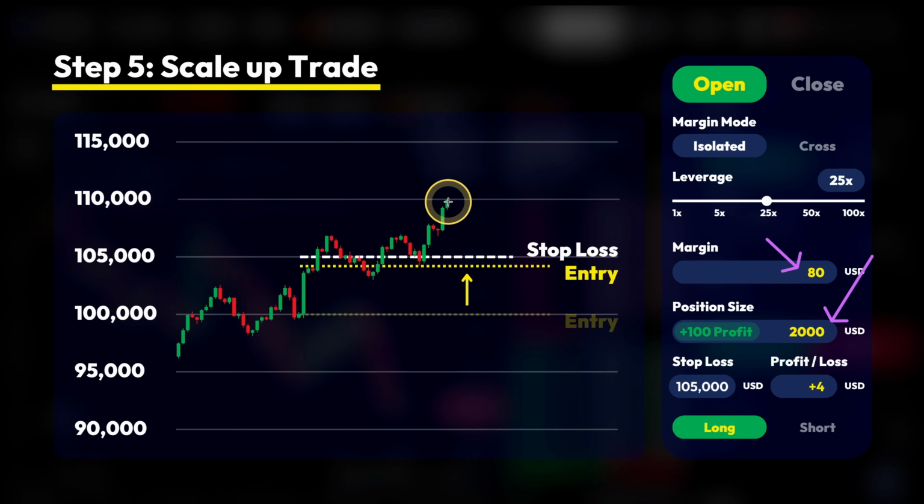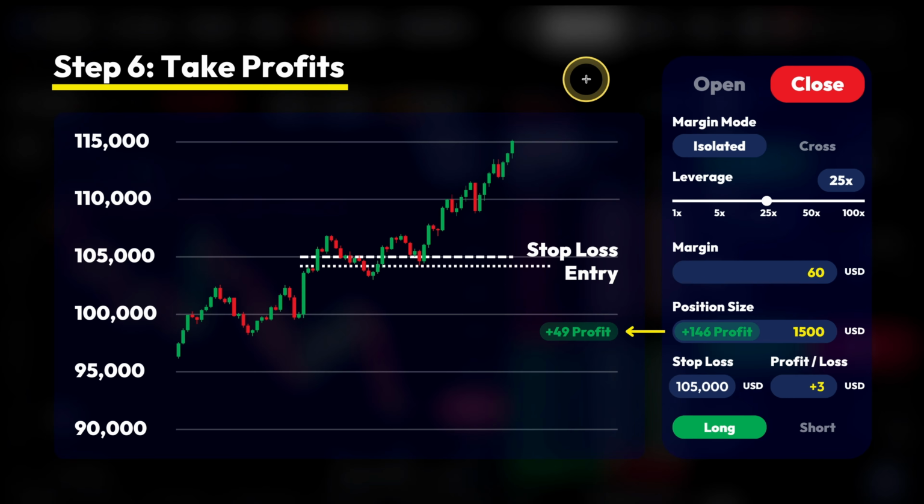That means from now on, if the price goes down, we still don't make any loss, but if the price continues to go in the right direction, we make double the profit from this point on. Now let's get to step 6, which is to take profits. At a certain point, you should always realize partial profits. Just as we gradually build and increase the trade, we can also exit in several steps and secure profits that way. It's important to not get greedy.